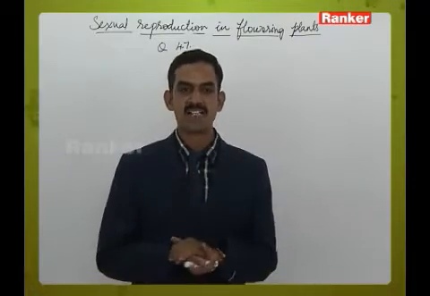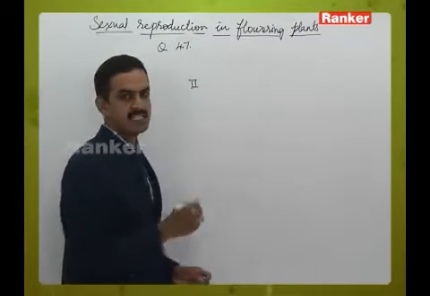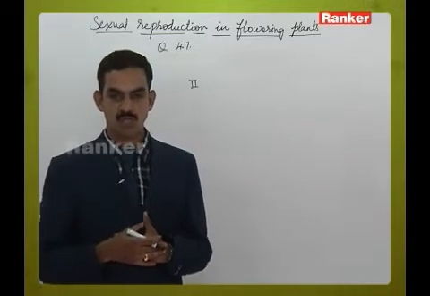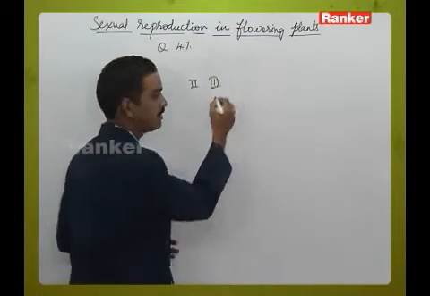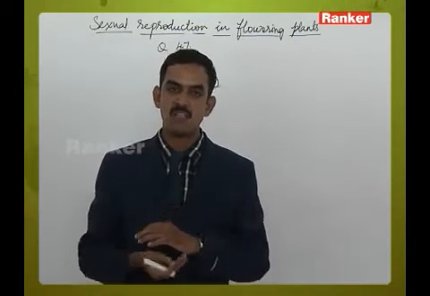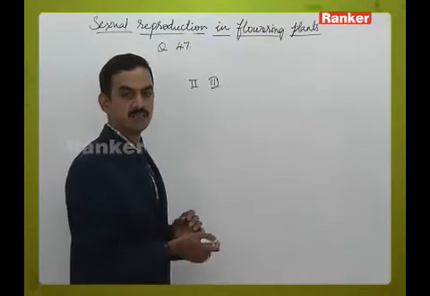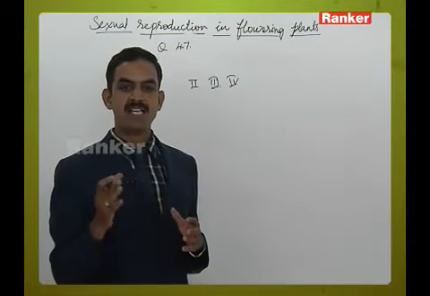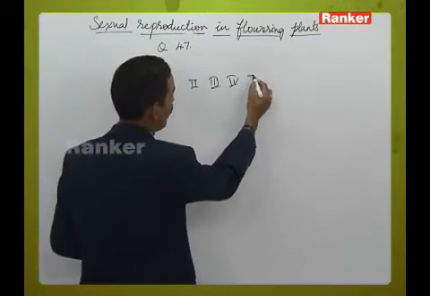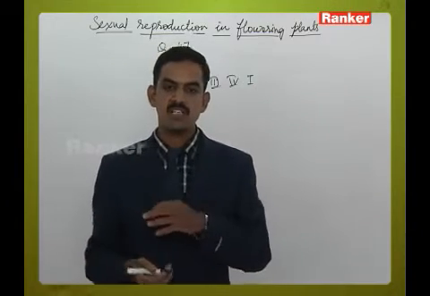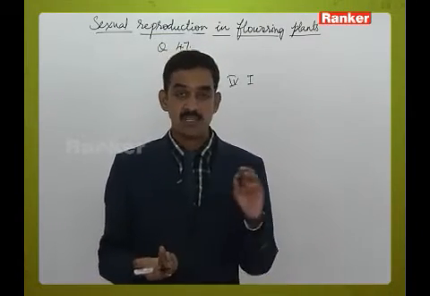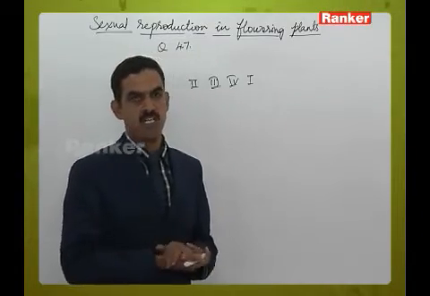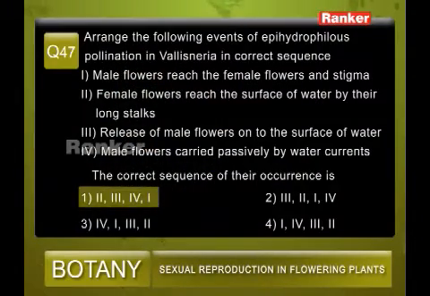So in the given options we can say that 2 is the first one, that is female flowers reach the surface of waters by their long stalks. The next one will be Roman number 3, that is release of male flowers onto the surface of the waters. Then 4, that is male flowers carried passively by the water currents. Then 1, that is male flowers reach the female flowers and stigma. So this is the correct sequence of changes which take place during epihydrophily in Vallisneria. So question number 47, the correct answer is 1.